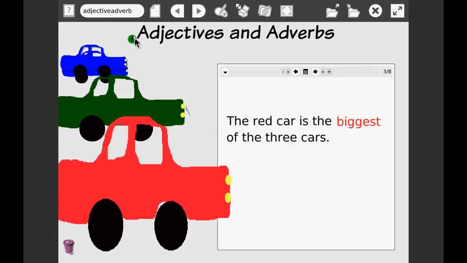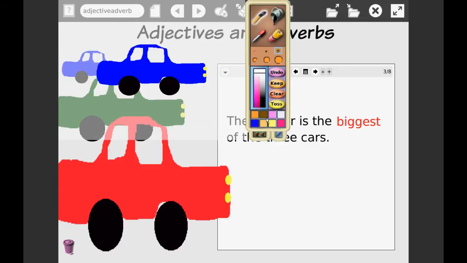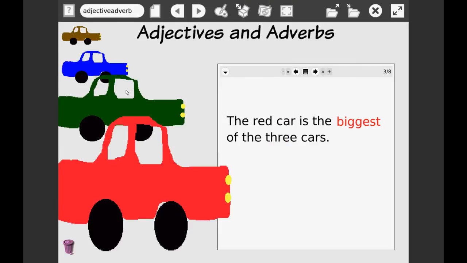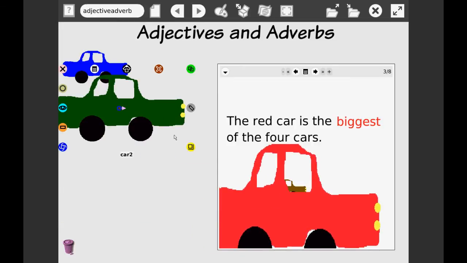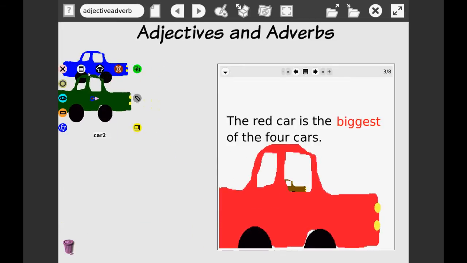For example, we could have another little car here, make it maybe kind of tiny. Let's make it brown. And of these four cars, we can still say that the red car is the biggest of the four cars. It's still a superlative adjective, and this could go on for infinity. Let's put our cars away. We'll need these guys in a minute.